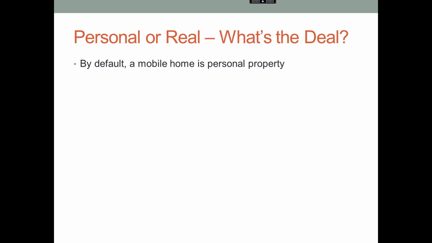The one thing I want you all to remember is, by default, a mobile home is considered personal property. So unless somebody has elected to treat the property as real through an SOL form or statement of ownership and location, your mobile home is considered personal property. And we'll talk about in a little bit why that's important for us, but know that we need to make sure that if we are going to be insuring a mobile home, that it needs to be converted to real property.